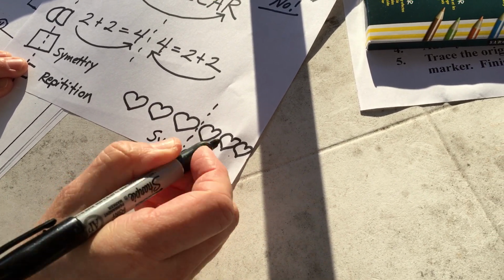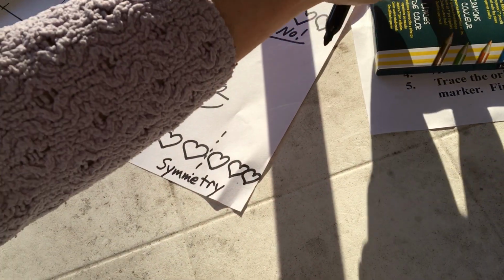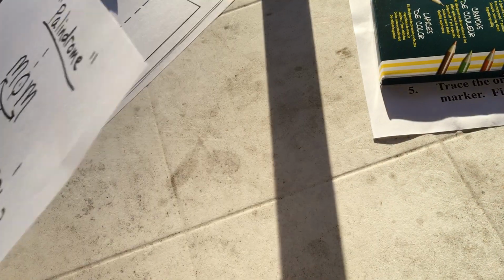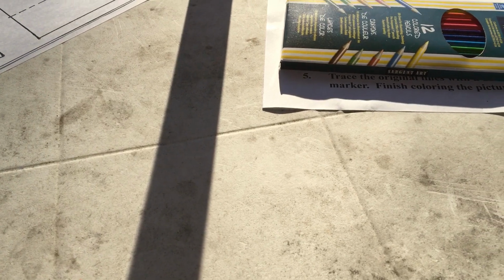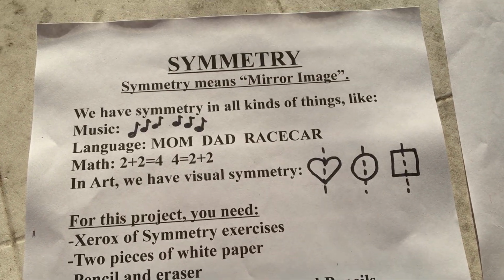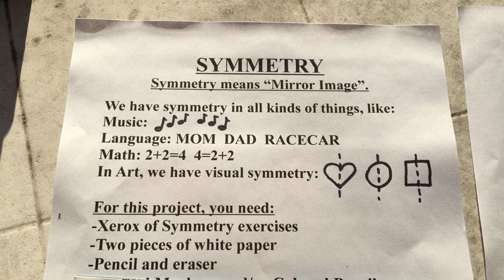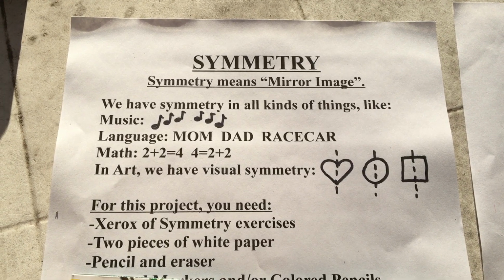And sometimes repeated things are not symmetrical. As we go along, we're all going to have to work our brains to do this practice. So here's what you need for this project, our symmetry project. You're going to need a piece of paper for your symmetry exercises that your teacher should have given you.